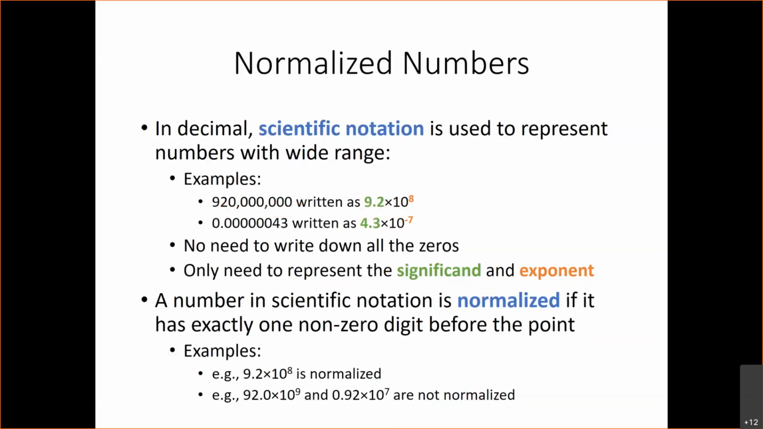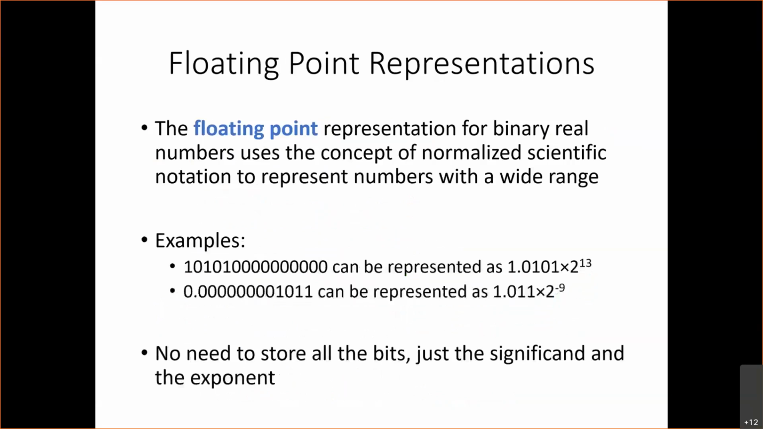And when we normalize a value in scientific notation, we make sure that there's only 1 digit to the left of the decimal point. And leveraging this notion of normalized scientific notation, we did the same thing for binary numbers. So rather than writing this binary number over here, we represented it as 1 point something times 2 to the power of something, where this something obviously we represented in binary.